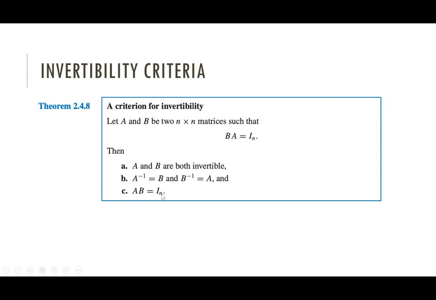Remember, in that alternate definition of the inverse of a matrix, we needed both BA to be the identity and AB to be the identity. Here, this is saying that if A and B are both square matrices, then you really only need one of those conditions to be true, and then the rest is true.